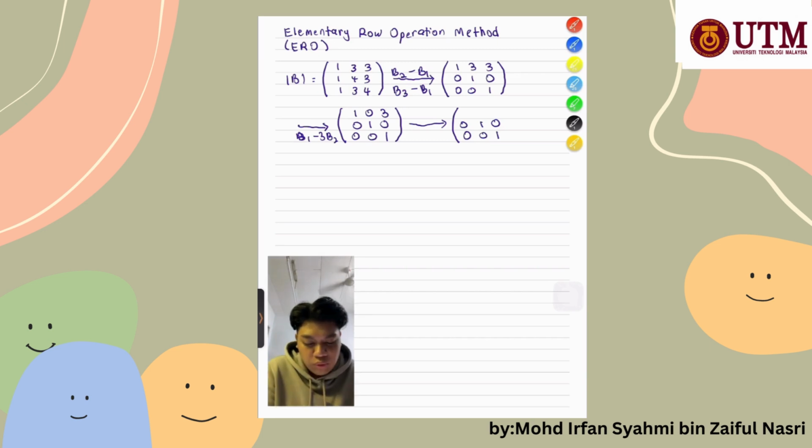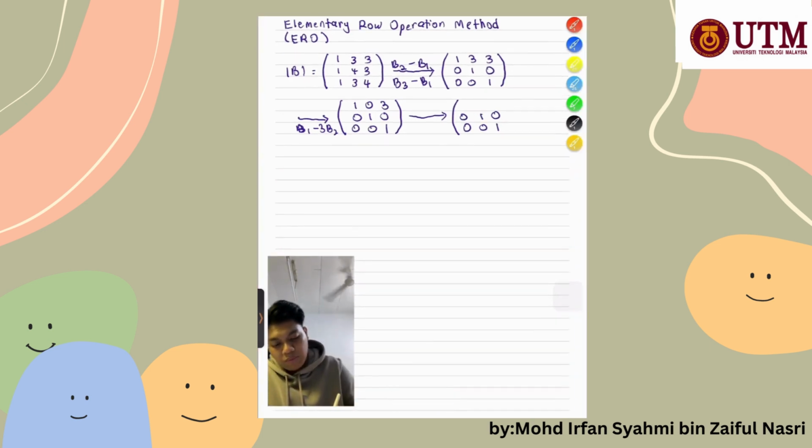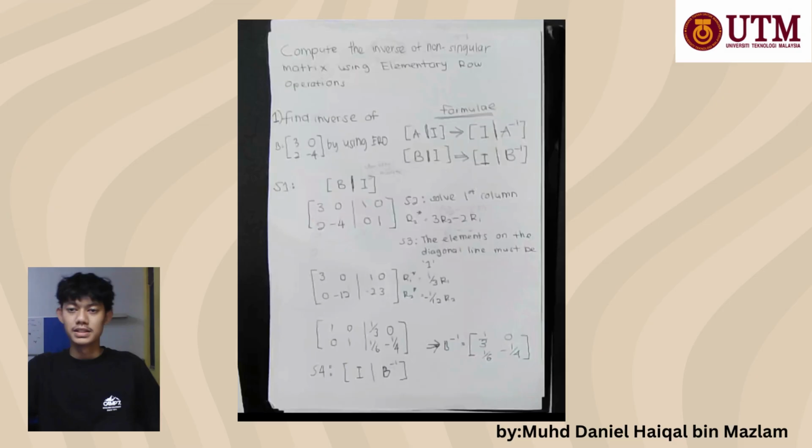So how to make the 3 become 0? So we choose the first row, and we subtract 3 times it, so it will be 1 0 0. So this is how we do the arrow method, which is the elementary row method.